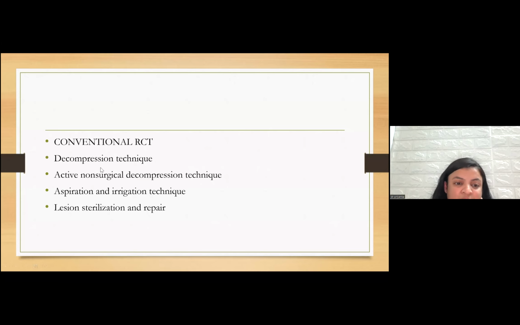No matter which technique I go for amongst the lower four, I have to go for the conventional root canal treatment. I can use any other method along with the conventional root canal treatment. The reason being, the reason for the infection is the root canal system. So we need to disinfect the root canal system, and then along with that we can use any other method.